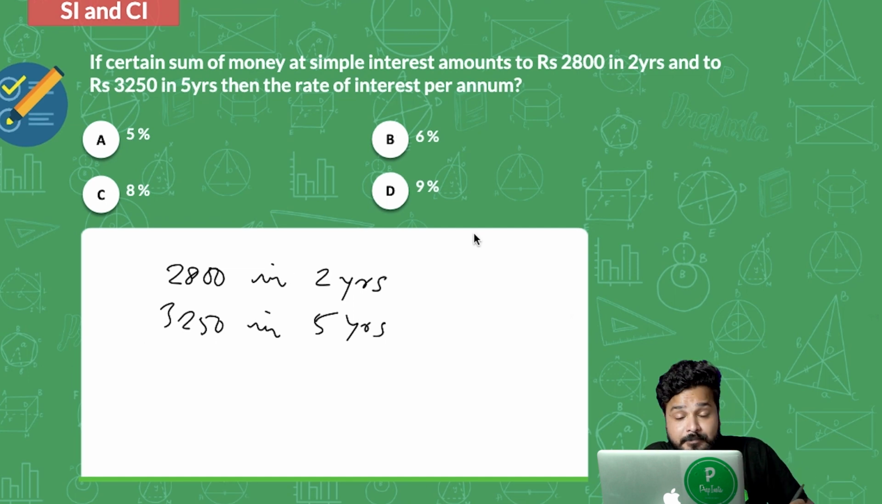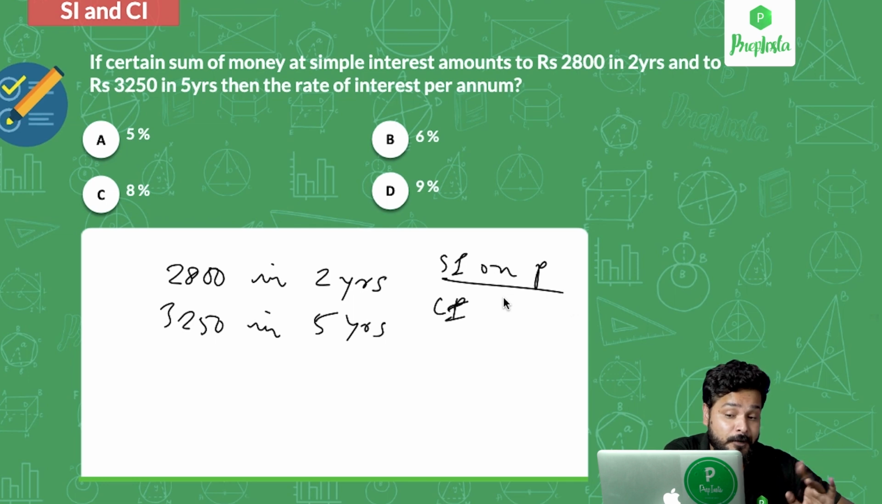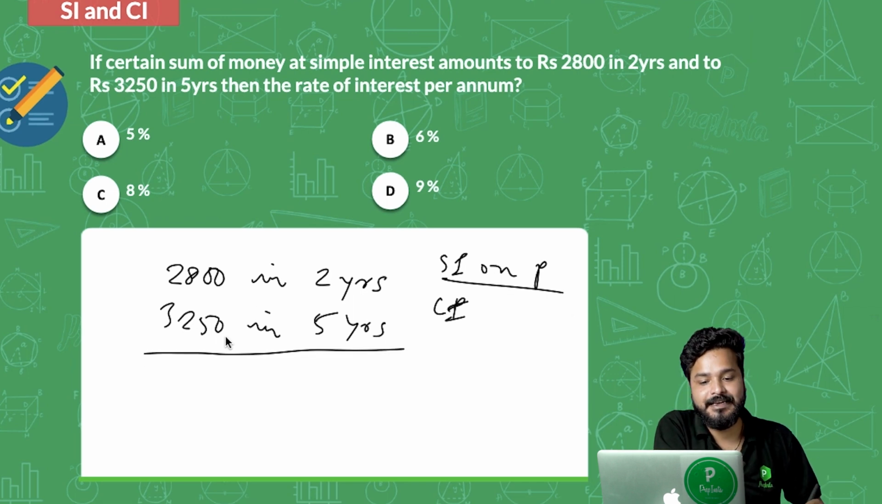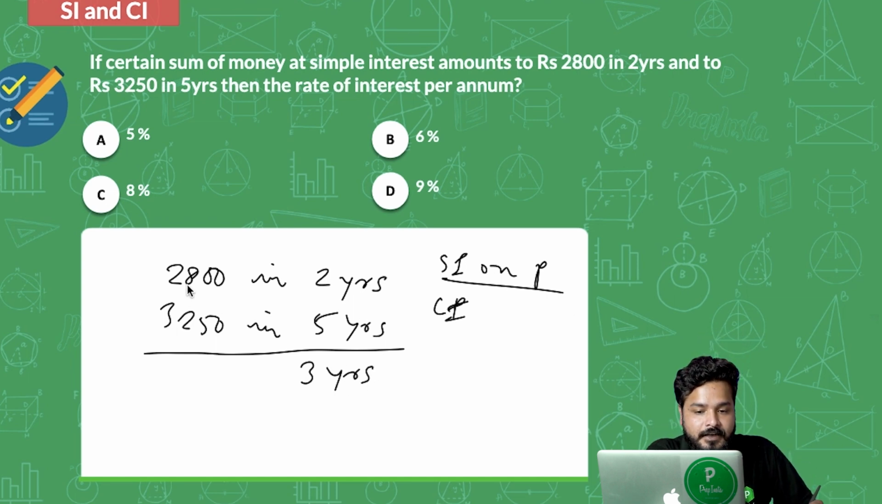Tell me, what is simple interest? It is always calculated on the principal amount, whereas compound interest is not only calculated on the principal amount, it is calculated on the principal amount plus the interest of the previous cycles. So from here I can say that the simple interest in 3 years is nothing but 3250 minus 2800, which is 450 in 3 years.